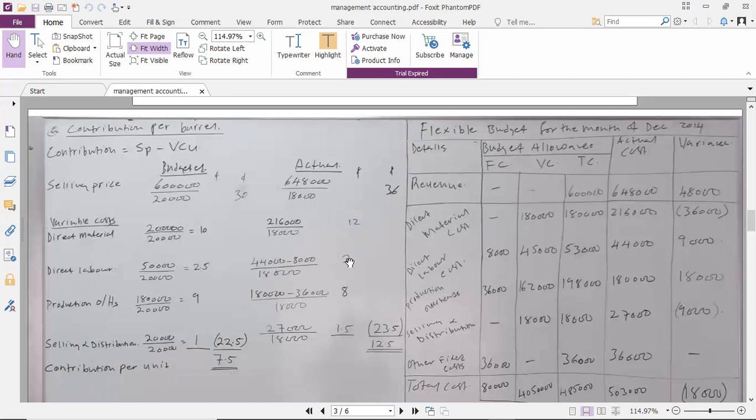You do the same thing for the production overheads. We are told that any change in output of 2,000 barrels should cause a change in the fixed production overheads by 4,000. Fixed production overheads is 40,000, so minus the 4,000 gives you the 36,000. And production overheads total cost is 180,000. So I subtract the 36,000 from the 180,000, divided by the 18,000, you get 8. Selling and distribution, 27,000 divided by 18,000, you get 1.5. And so your actual variable cost is 23.5. So 36 minus 23.5, you get 12.5.